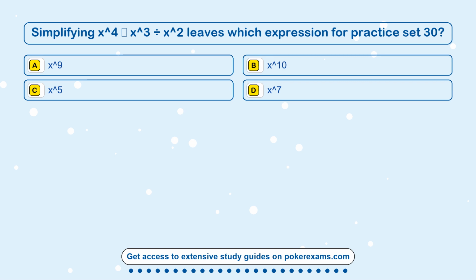Question 6. Simplifying x^4 times x^3 divided by x^2 leaves which expression for practice set 30? Option A x^9. Option B x^10. Option C x^5. Option D x^7.